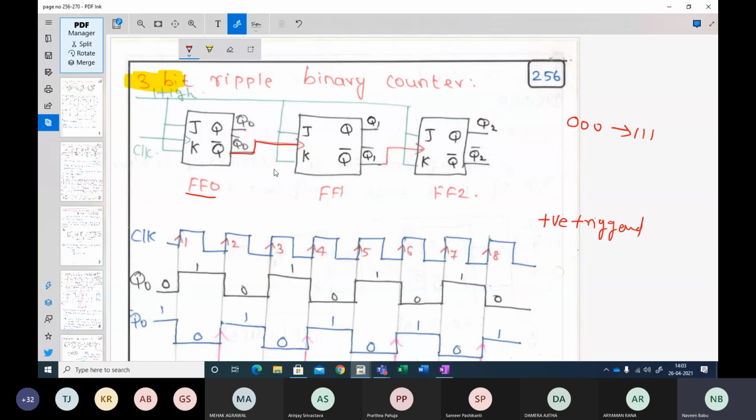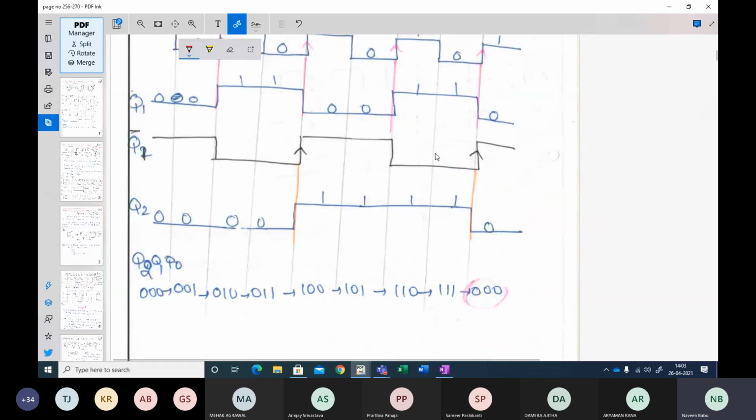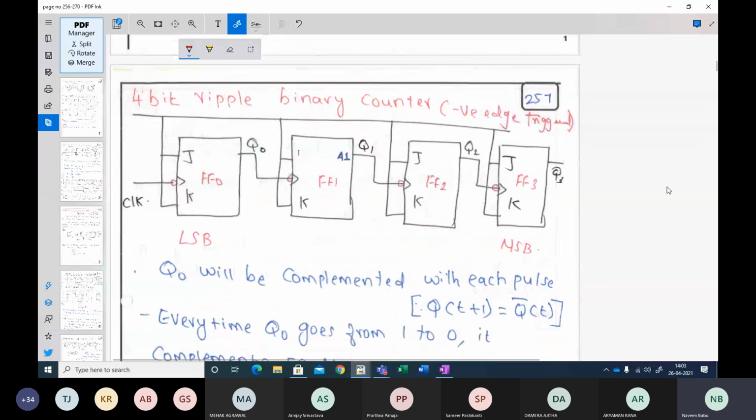Now, I think we touched upon the negative triggered flip-flops also. What is a negative triggered flip-flop? Instead of giving the inputs from the complement outputs, you give the inputs from the positive logic. I think we touched upon this also. Let us consider another example of a 4-bit ripple binary counter. This is negative edge triggered.